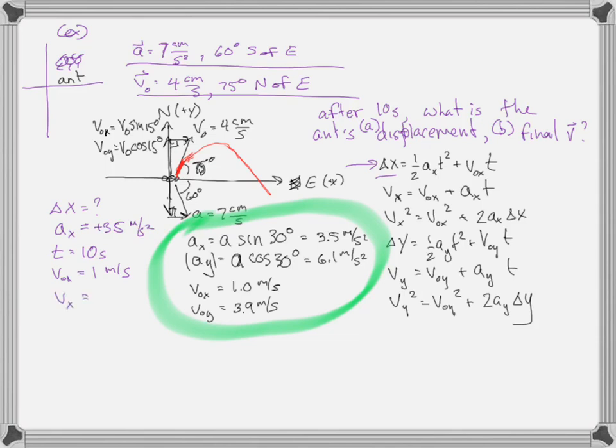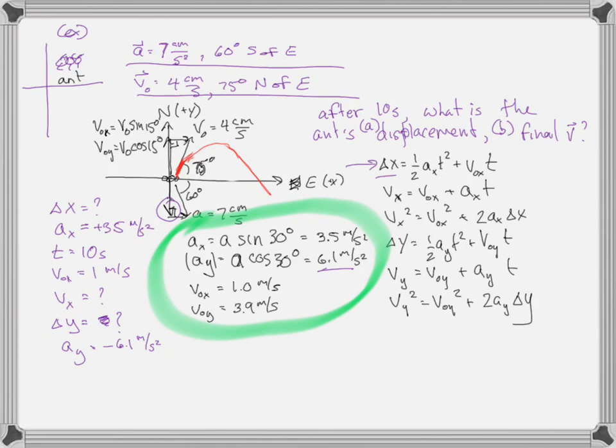Vx final, that's one of the things we're looking for, the final velocity. And those are all the x variables. The y variables: delta y, we're looking for that. A sub y. Now this is where, if I had done this carefully, it's 6.1 meters per second, but it's in the minus y direction. So it's minus 6.1 meters per second squared.